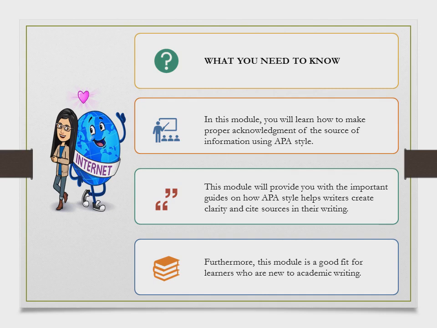What you need to know. In this module, you will learn how to make proper acknowledgement of the source of information using APA style. This module will provide you with the important guides on how APA style helps writers create clarity and cite sources in their writing. Furthermore, this module is a good fit for learners who are new to academic writing.